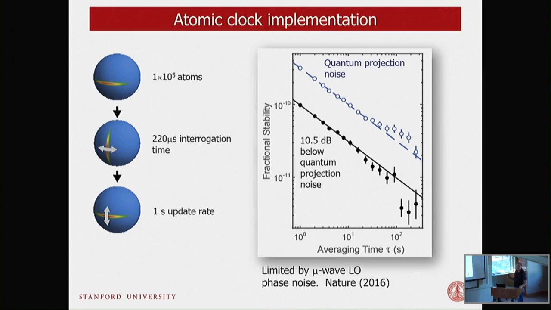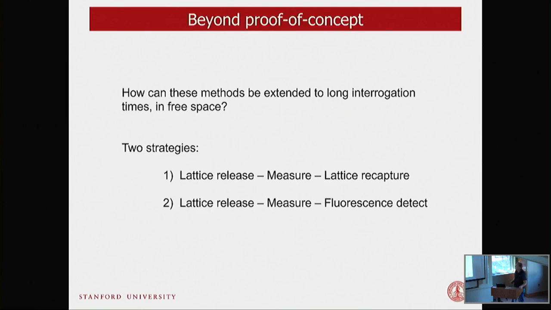I want to tell you what you need to do to go from here to a more useful clock. Well, for one thing, it's just a bad plan to have the atoms sitting in the lattice, confined there, getting broken up by AC Stark shift from our not magic-detuned lattice, and expecting exceptional clock performance. You have to have a way of getting the atoms out of the lattice, making the measurement, and then somehow doing the QND detection. So to go beyond proof of concept, we need to figure out how to extend these methods to long interrogation times and also have the atoms be in free space.